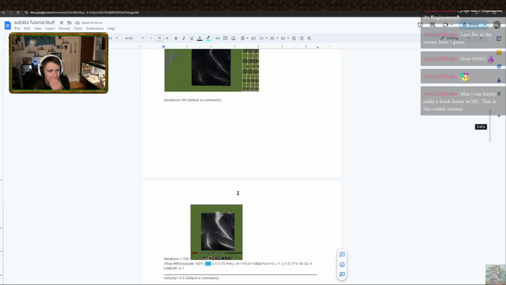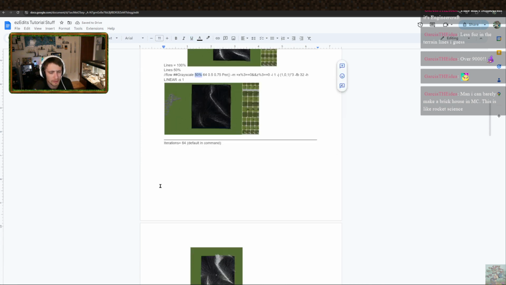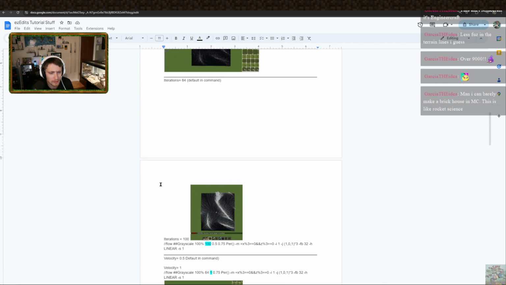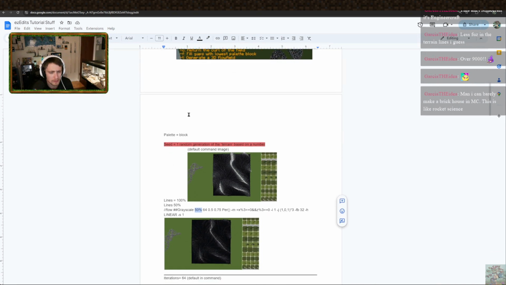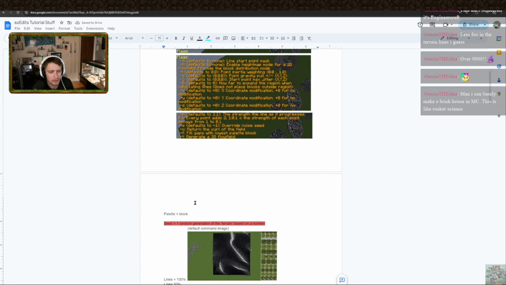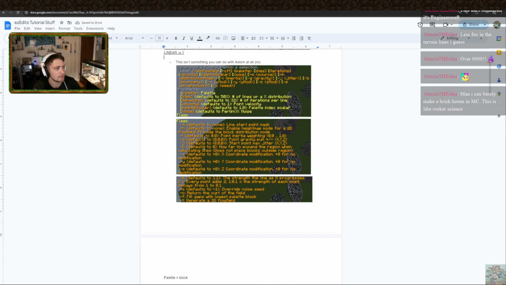Okay. Plop that line in there. Lines 50%. Oh wait, did I screw up somewhere? No, that's the change. We're good. Because yeah, the default one was 100. Okay, we're good. I'm gonna go ahead and underline this one too, just so I know. Default command. That's the one we're working off of.